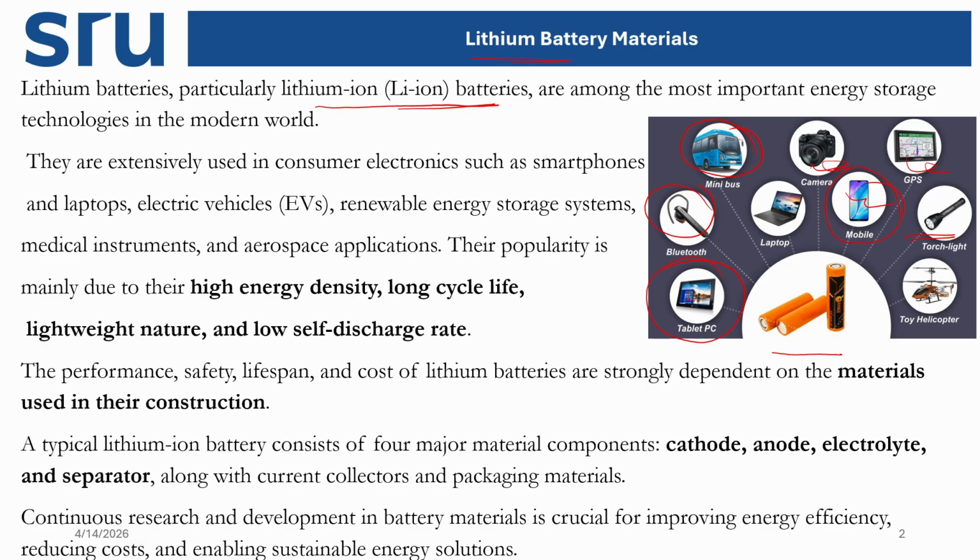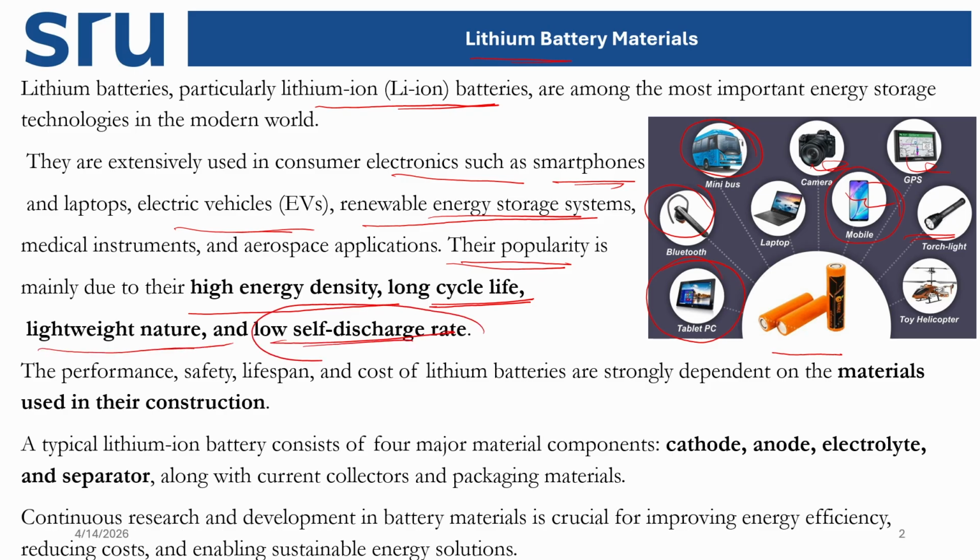So it is very essential and important to know how the lithium ion battery works and what materials are used for lithium ion batteries. They are extensively used in consumer electronics, smartphones, electric vehicles, and renewable energy storage systems. It is so popular because of its high energy density, long cycle life, lightweight nature, and low self-discharge rate. We'll discuss one by one what those things mean.